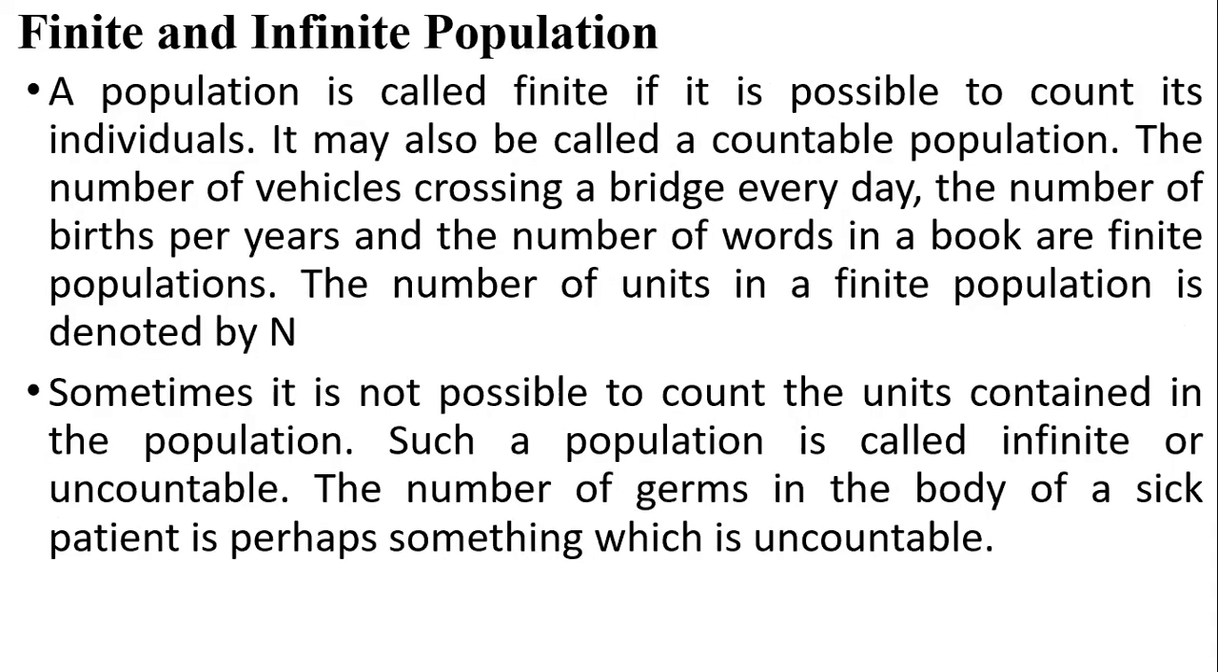Then let us look at finite and infinite population. When we talk of finite population, we mean that we can count the members of this population. And it is also called countable population. An example I'll give you here is vehicles passing on a given bridge. You can count them 1, 2, 3. So countable. And the number of units in a finite population is denoted by capital N.